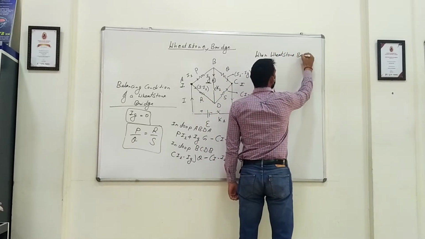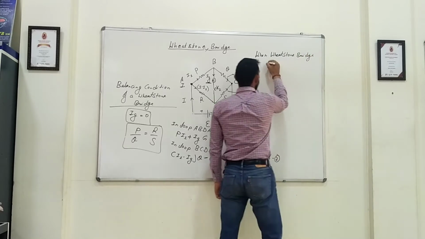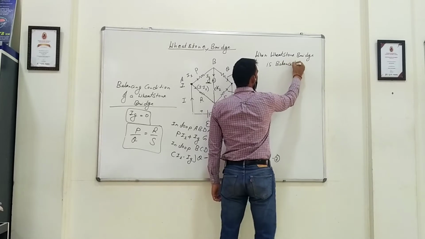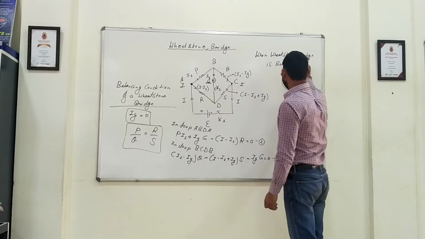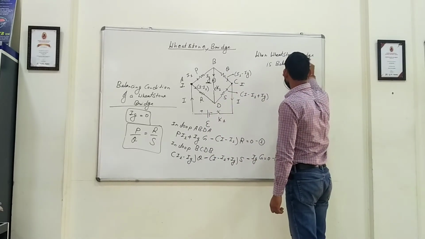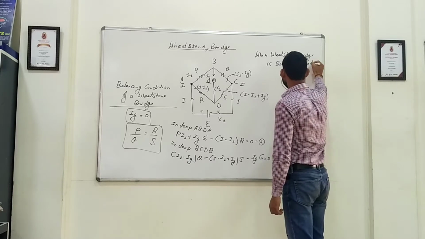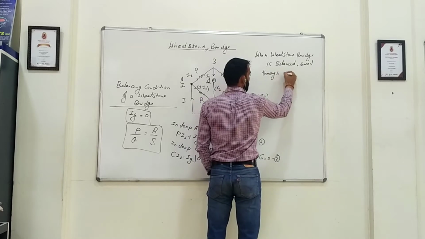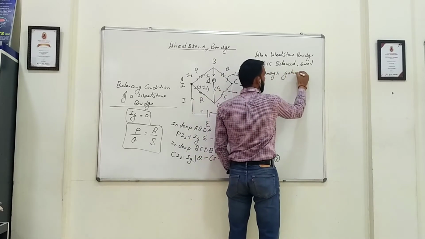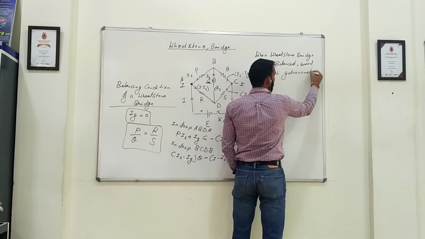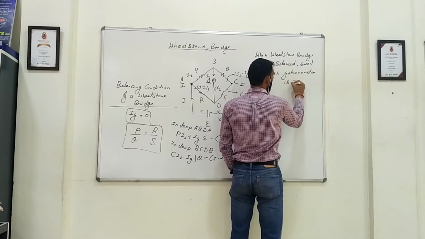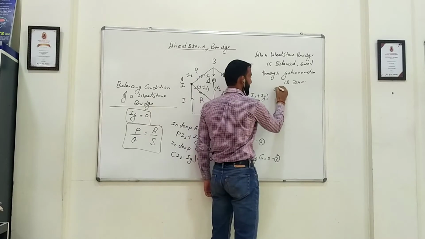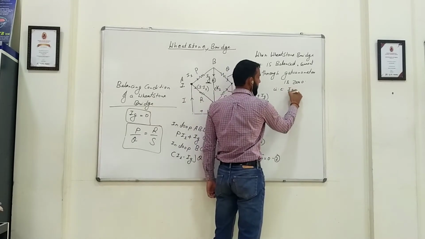So I will apply this condition that when Wheatstone Bridge is balanced, current through galvanometer is 0. So current through galvanometer is 0. That is, Ig is equals to 0.